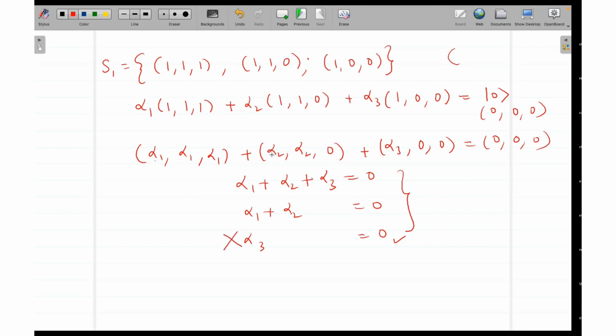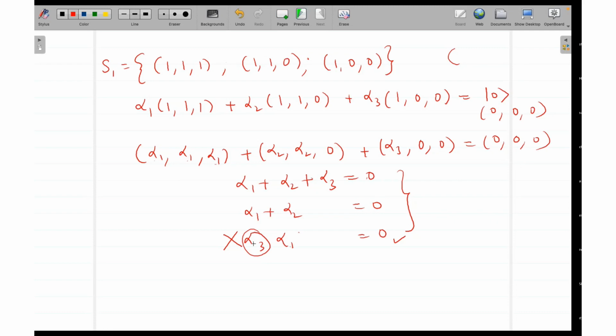See, alpha 1 plus alpha 2 plus alpha 3 equal to 0. This is the first equation. Second equation, alpha 1 plus alpha 2, there is no alpha 3, so that is 0. Third equation, alpha 1 plus 0 is equal to 0. So this is a wrongly written equation. Whenever I am doing it, please correct it. And this is to see how many of you are still awake or able to follow my discussion.